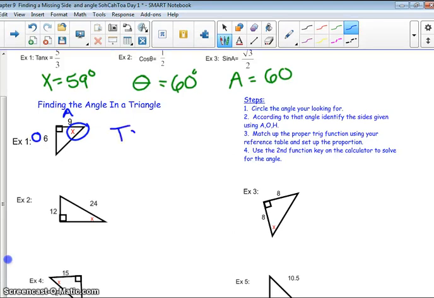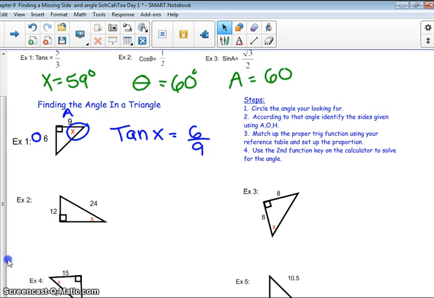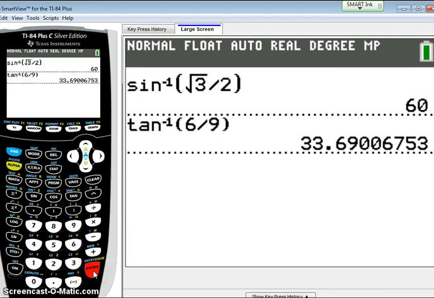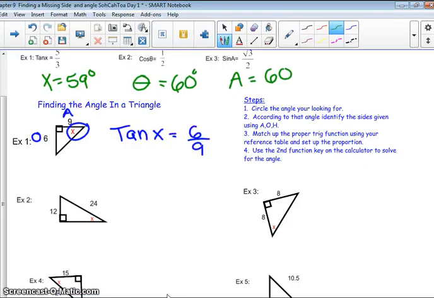Tangent, good. And remember, the only thing that can get smushed next to those trig functions is the angle. So tangent of x. Watch your little fraction, make sure it's set up okay. So opposite over the adjacent. Let's go nearest degree. So now it's set up just like you guys did up here. So all we have to do is hit second tan. Okay, 6 divided by 9. And nearest degree, 34. You got it. Good job. So x is going to equal 34 degrees here.